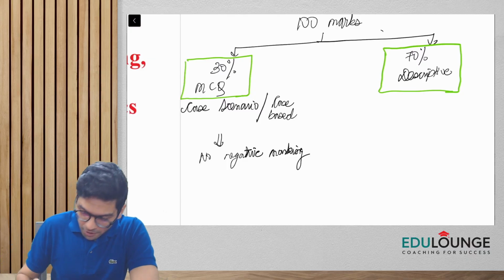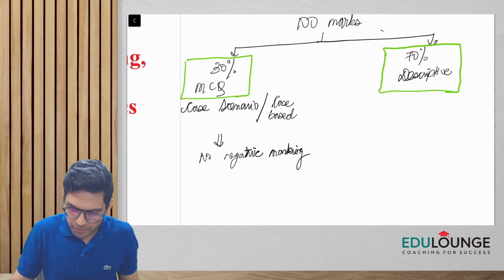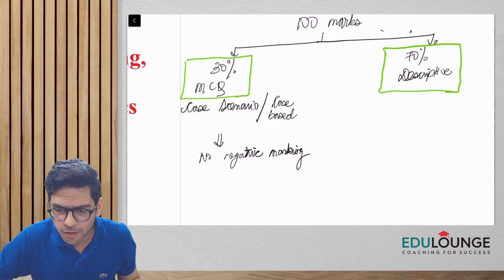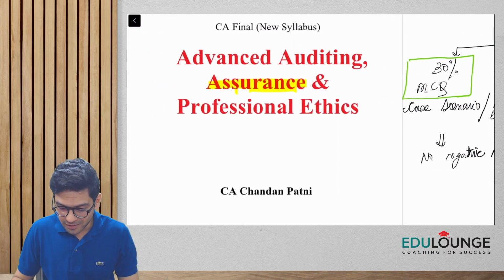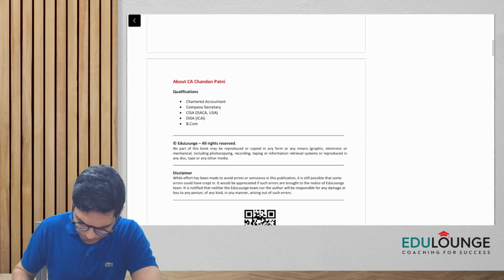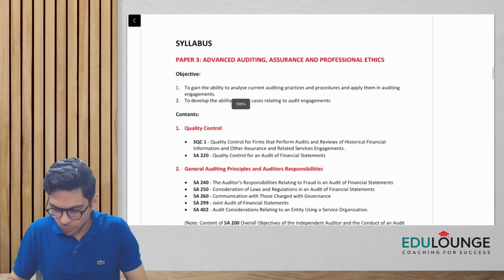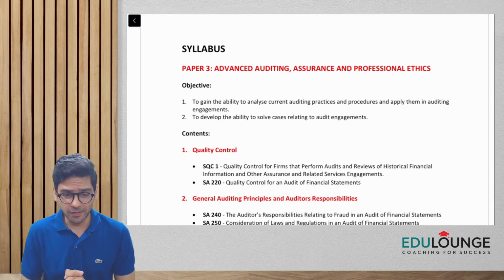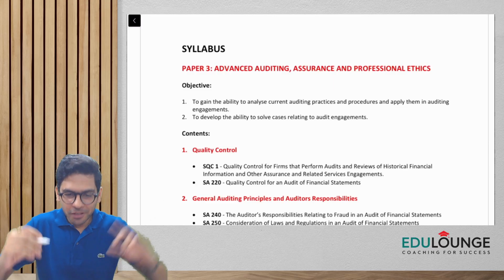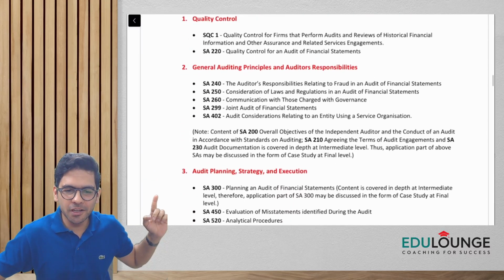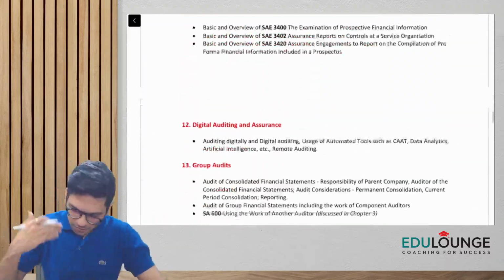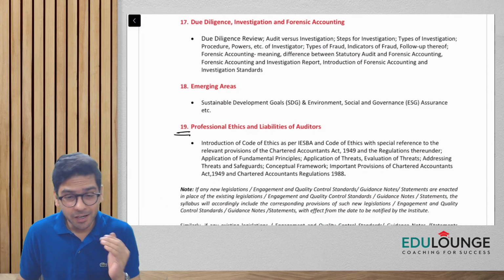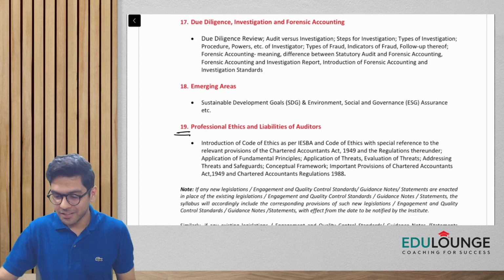Okay, now before we start with the subject, I am going to do a detailed discussion about the syllabus. Let me just open up the file with respect to the syllabus here. Yes, so Advanced Auditing, Assurance and Professional Ethics. Now if you can see here, we have a lot of topics, guys: quality control, general auditing, and it keeps on going. We have almost 19 chapters to cover under the new syllabus of CA Final Audit.